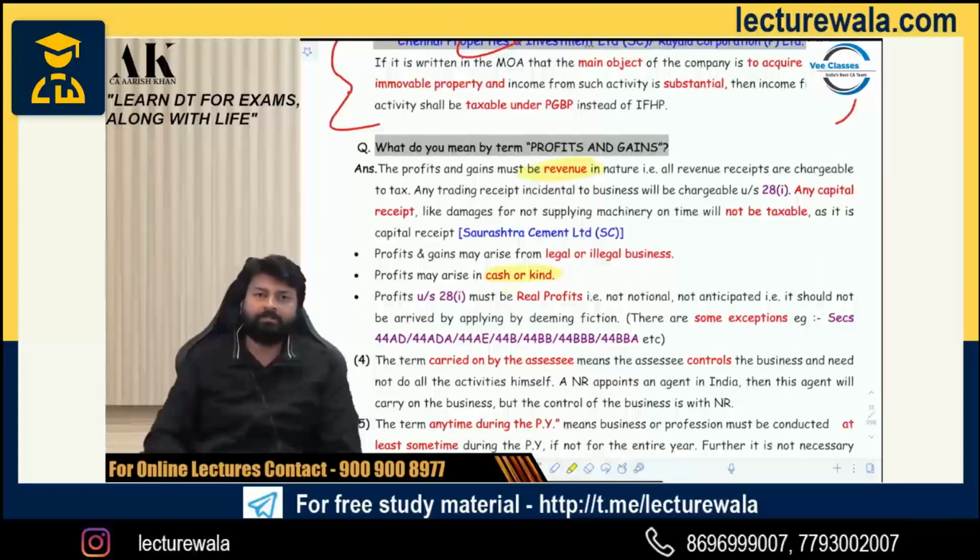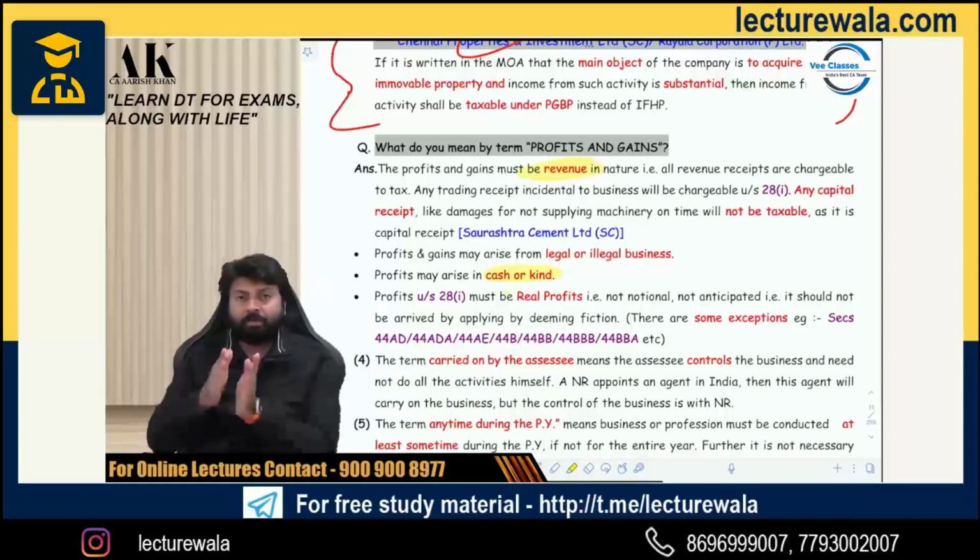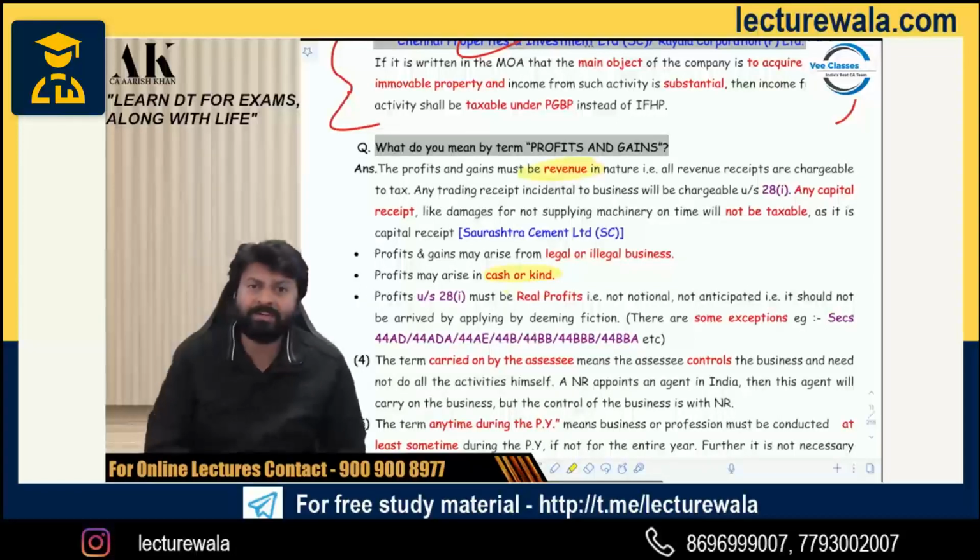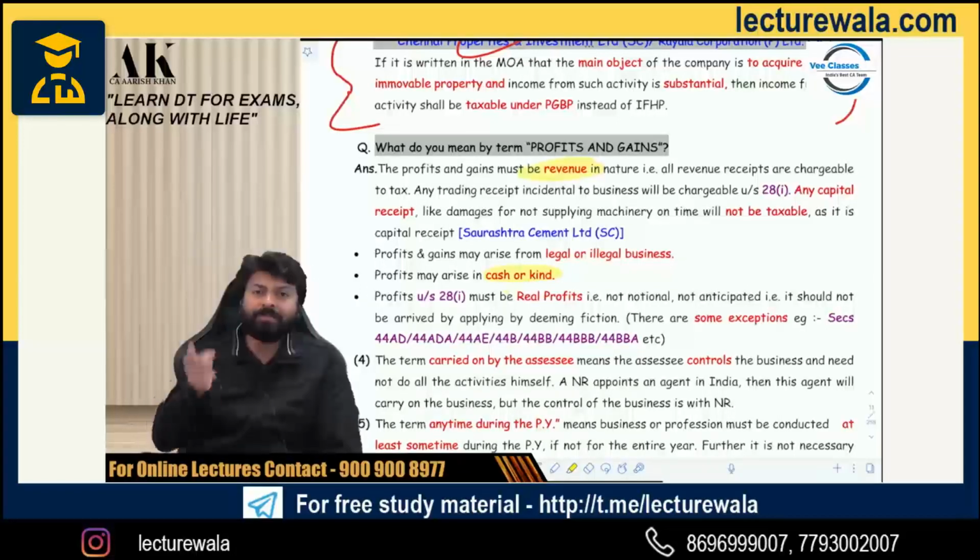And last but not least, the most important point of the profit: profit should be, or must be, real profit. If you want to charge a PGBP income in section 28.1, your profit has to be real profit. Real profit means it has to be real. The sale has to be real. The expenses have to be real. It cannot be notional. It cannot be anticipated. It cannot be deemed. So if you want to charge a PGBP income, then the profit has to be real profit. Otherwise, it cannot be charged in 28.1.